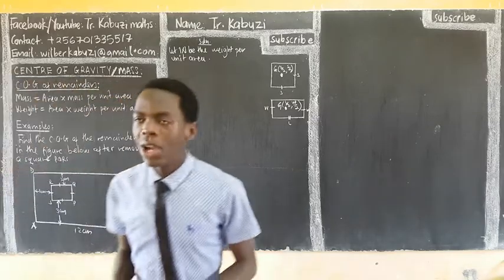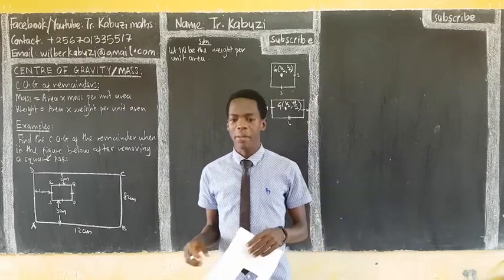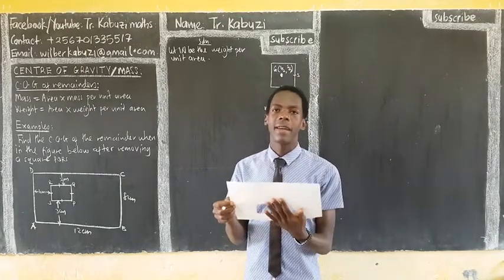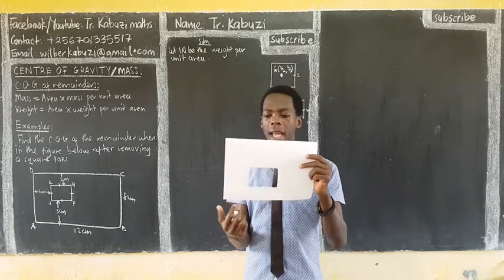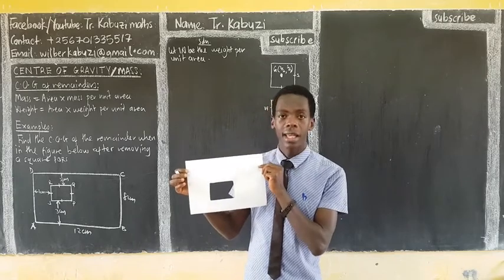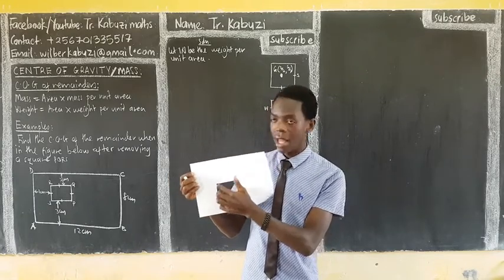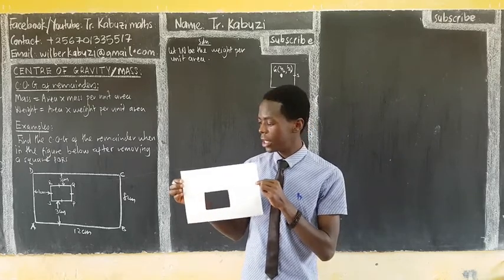Center of gravity of remainders is what we are going to cover in this lesson. Now, what is the remainder? When I have a full paper, like this one, it's a lamina. But when I cut out a certain figure or shape, this one we now call a remainder. And so, if I have a remainder, the calculation is going to change somehow. How is it going to change?